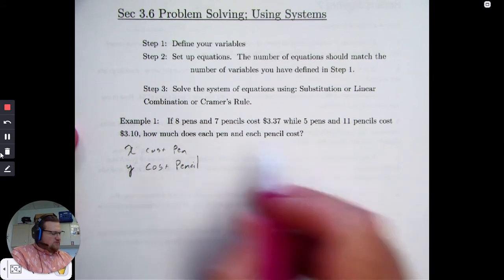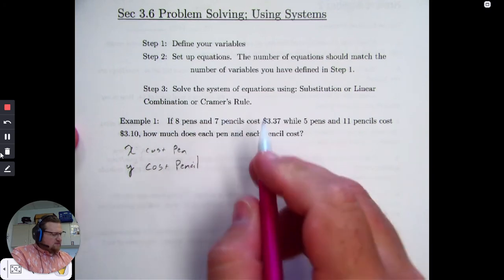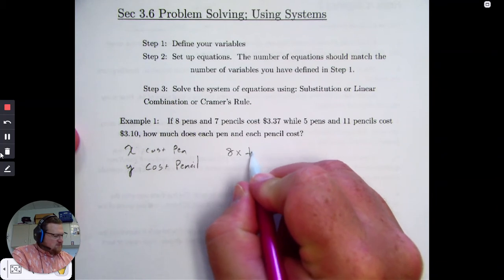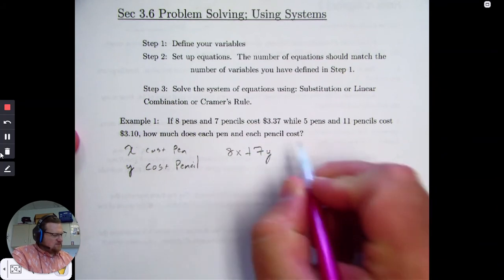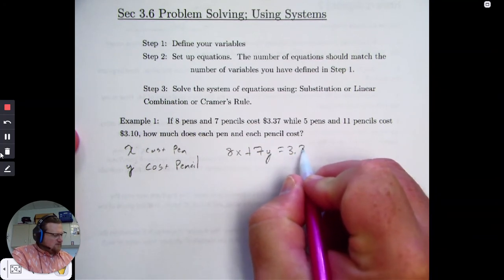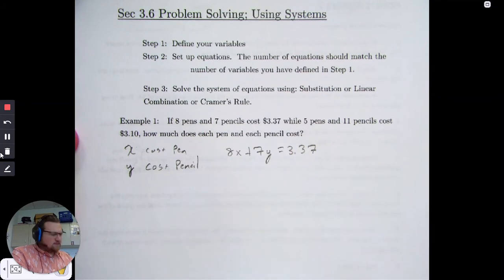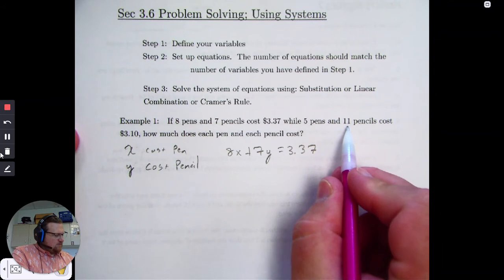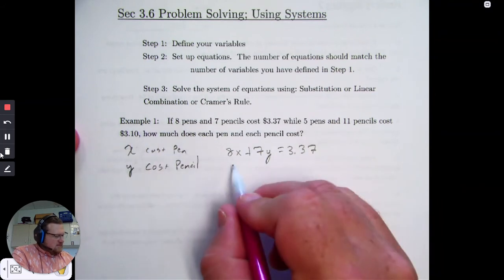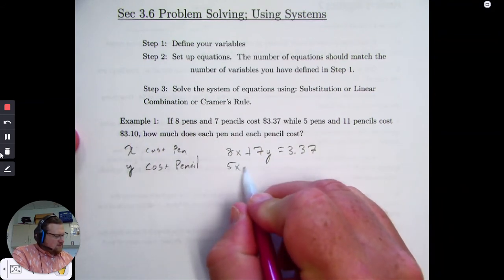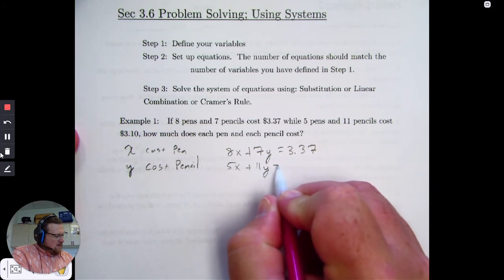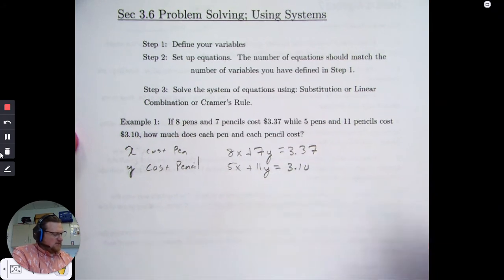And we know we sold 8 pens and 7 pencils for $3.37. So if we take 8 pens and add 7 pencils, that has to equal $3.37. If we have 5 pens and 11 pencils to get to $3.10, so 5x plus 11y has to equal $3.10.